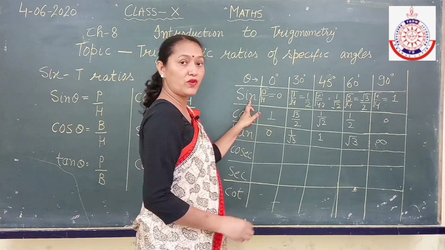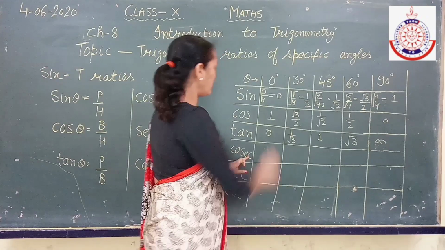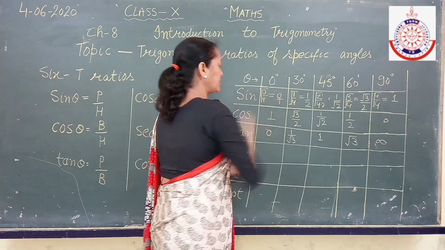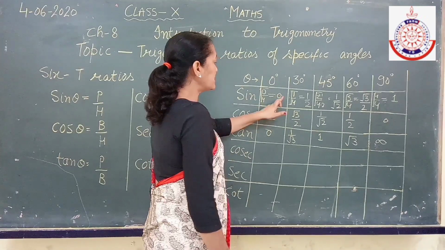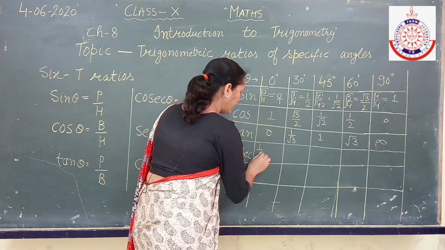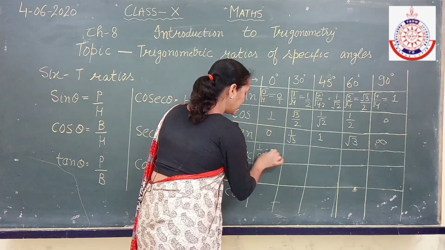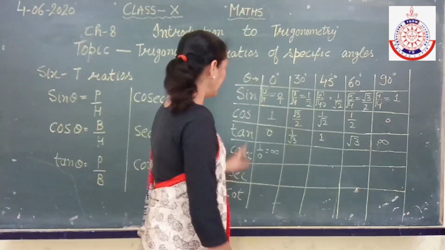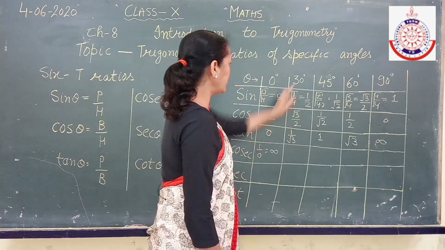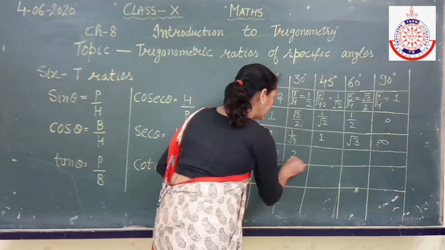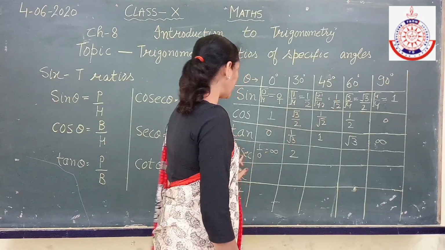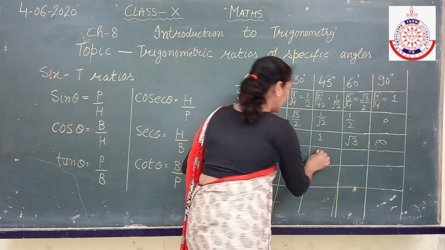Now, cosecant. Cosecant is the reciprocal of sine theta. So what we'll be doing? We'll be taking the reciprocal of the terms. Sine 0 is 0 upon 1, so cosecant would be 1 upon 0, meaning infinity. Then sine 30 is 1 upon 2, so cosecant 30 would be 2. Sine 45 is 1 upon √2, so cosecant 45 will be √2.